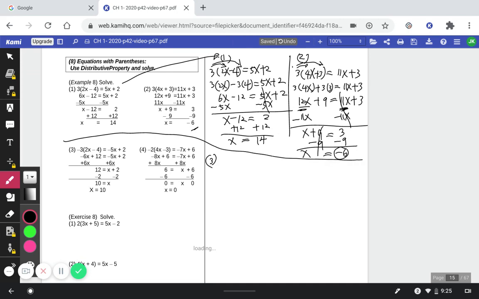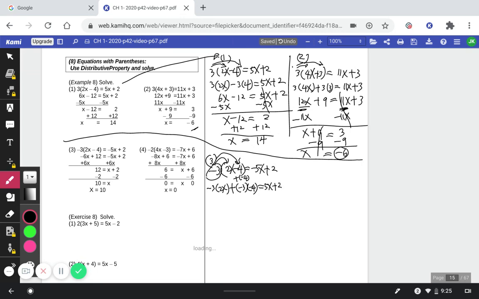Example 3 is a little more complicated because you have a negative number in front of a parenthesis. It looks complicated, but actually it is not. You just multiply negative 3 and distribute, which means multiply negative 3 into each term. So you end up with negative 3 with a 2x plus negative 3 with a negative 4, because minus 4 means plus negative 4, equal 5x plus 2.